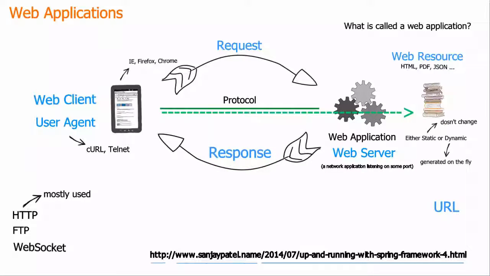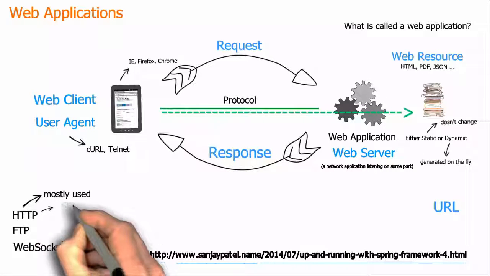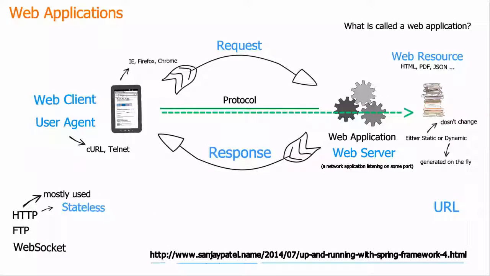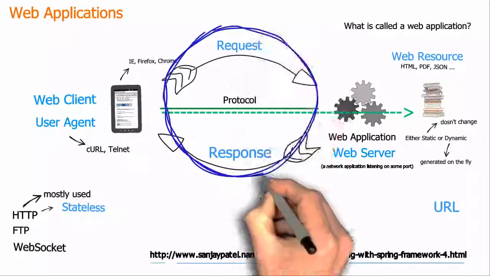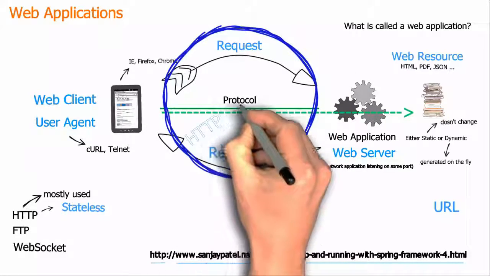And then after the response is given to the web client, the connection is closed and the web server does not remember anything about past connections and who the clients were. That means next time if the client sends another request to the server, the web server will treat that request as a new request coming from a new web client. Because of this nature, the HTTP protocol is called a stateless protocol. And this one pair of request and response is called an HTTP transaction.